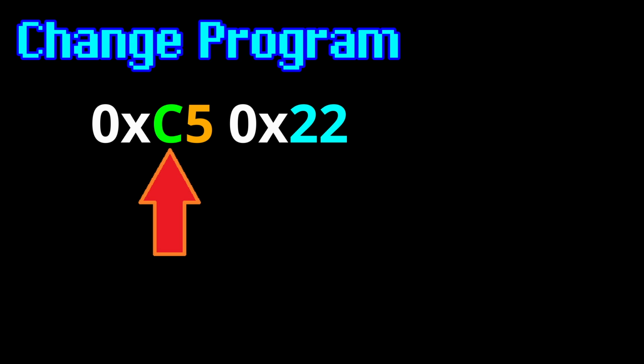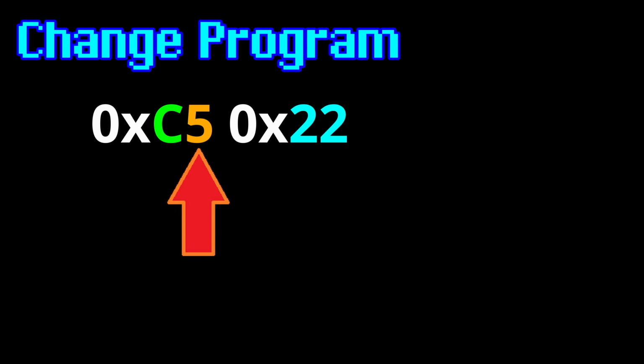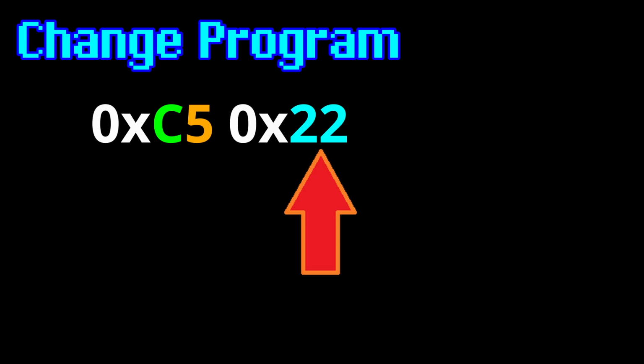The C means change program. The 5 still means target channel 5 here in this example, but remember you can point it at any channel you want from 0 to F. Hexadecimal 22 translates to 35 in decimal, which is the fretless bass.